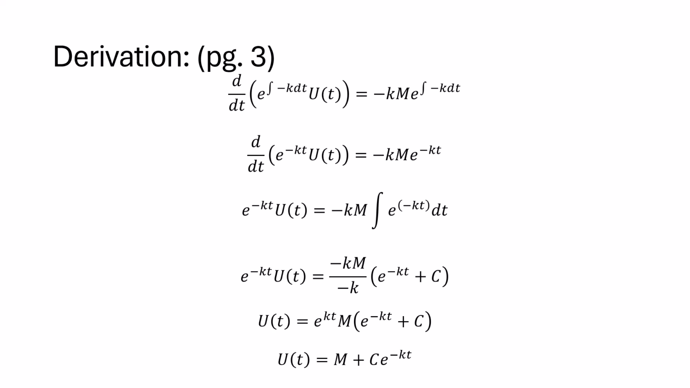We go ahead and do that integration. We're going to put all of our constants of integration together at the end. And we have e to the negative kt times u is equal to negative kM divided by negative k times the quantity e to the negative kt plus some arbitrary constant. We do a little simplifying, and we end up with the temperature of the object, u(t), is equal to the temperature of the surroundings, M, plus an arbitrary constant for now, C, times e to the negative kt. And we're going to figure out what that arbitrary constant is in just a moment.